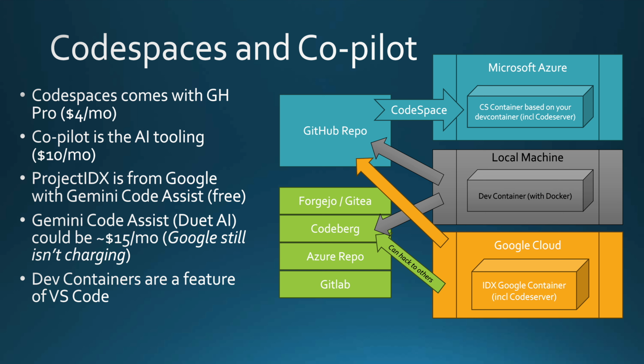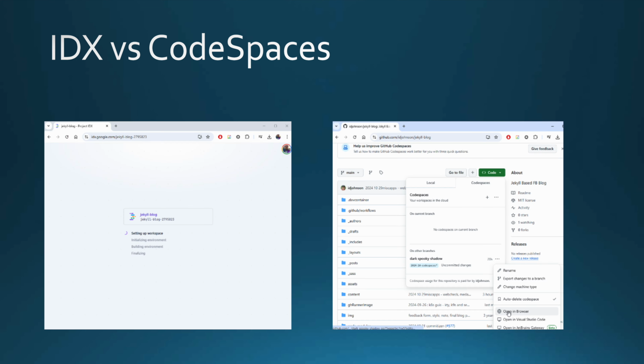And lastly, dev containers are a feature of Visual Studio Code. There is no charge for that. That's just a feature of the app. And here you can see that Codespaces can just go to GitHub repos. But whether I'm doing a dev container or Google Cloud, in a hacky kind of way, I can use other code repositories, such as Forgejo, Gitea, Codeberg, Azure Repos, GitLab, etc.